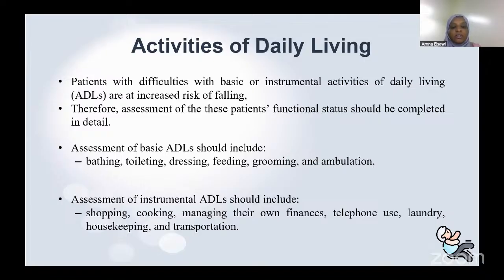So the basic ones and the instrumental ones would assess how well the patient can carry out those activities or not. And even after an incident of fall, you will assess if the patient will be able to go back into their normal life, or if they have difficulty, or even if they would need help with the activities of daily living.